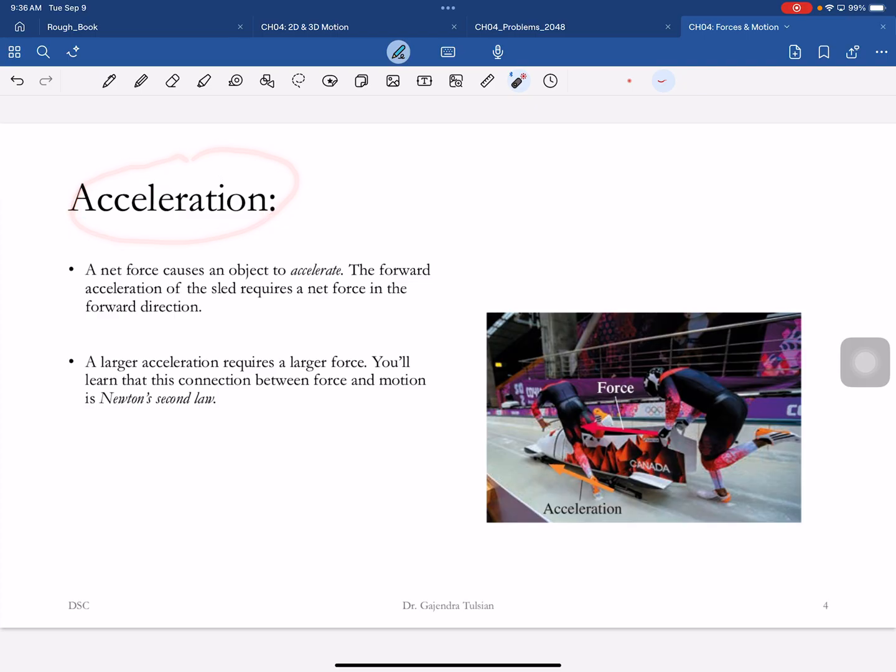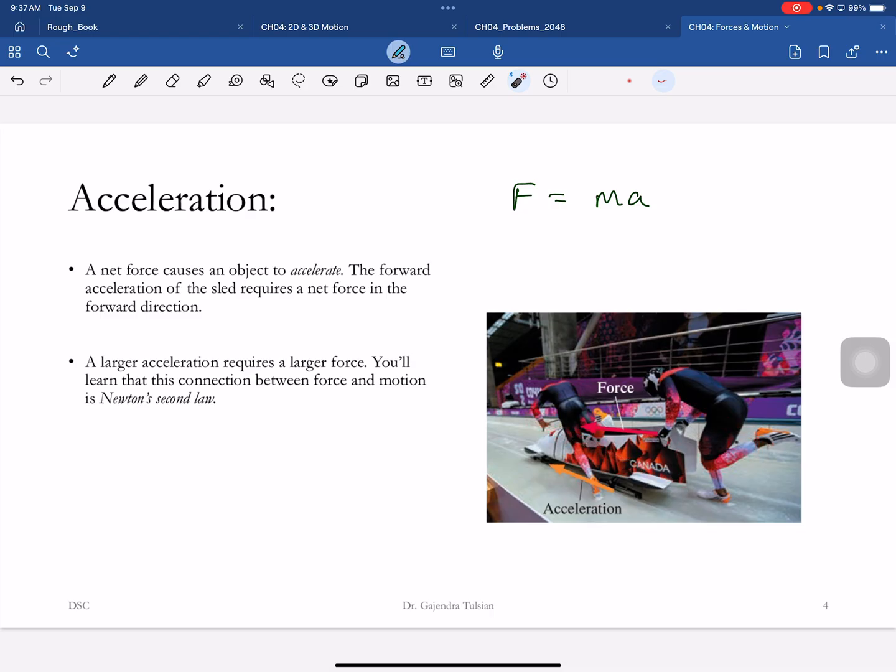So we mentioned acceleration. When you apply a force to an object, and this is Newton's second law, force is mass times acceleration. When you apply a force to an object, the object will accelerate. Okay? So these guys are applying a force to this object and it'll accelerate.